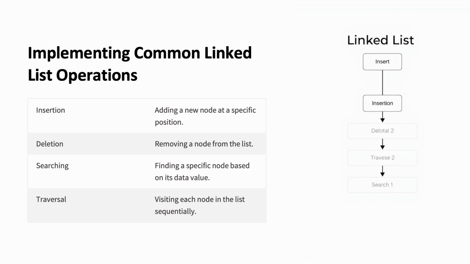Another operation is deletion. Deletion means removing a node from the list. Three types of deletions can be done. Deletion from the beginning: remove the head node and make the next node the new head. That is known as deletion from the beginning. Deletion from the end: traverse to the second last node and set its next to null. That means if the pointer detects null, that is the end of the linked list.